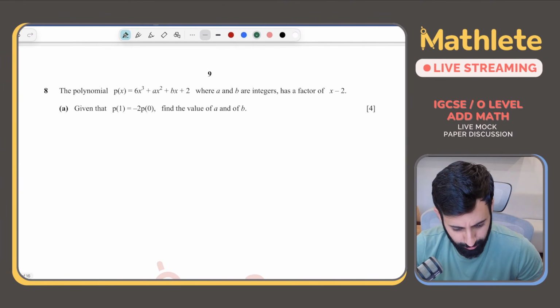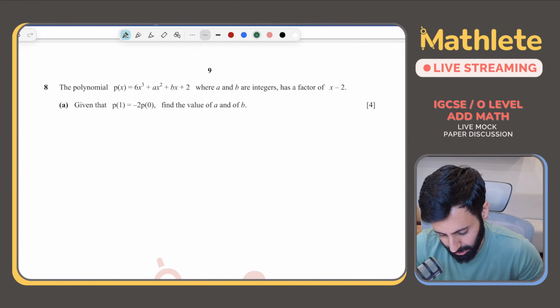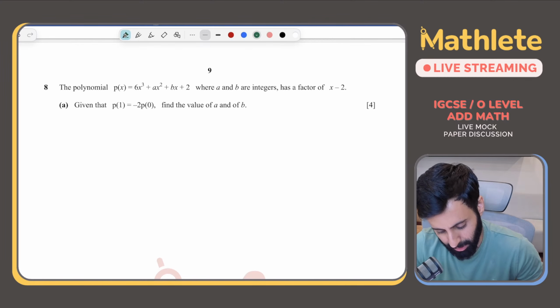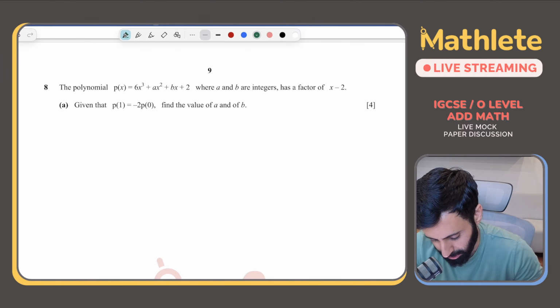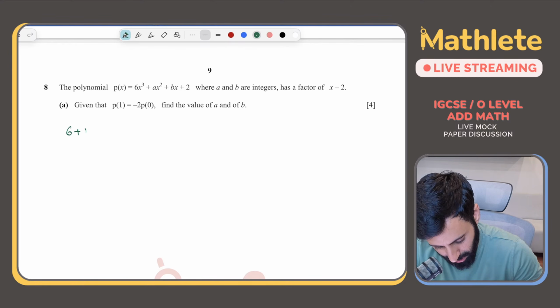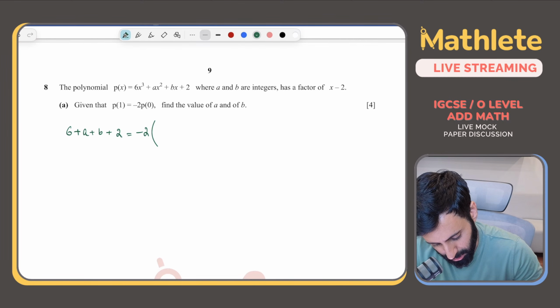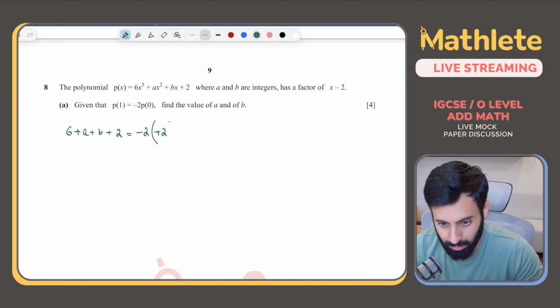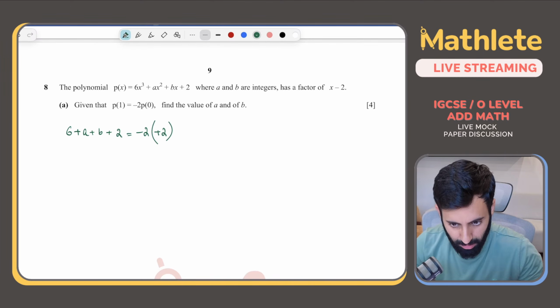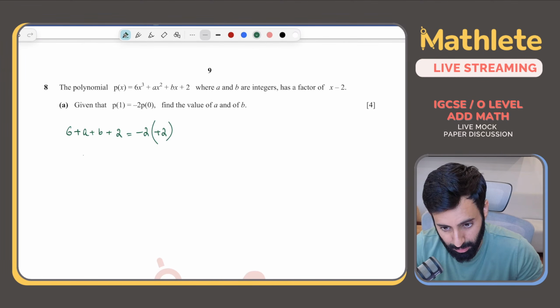All right. Now, the polynomial p of x, where a and b are integers, has a factor of x minus 2. Given that p of 1 equals -2 p of 0, find the value of a and b. Okay, p of 1 basically means 6 plus a plus b plus 2. Equals -2 p of 0 means -2 times 0 plus 2. Okay, so this will give us an equation. What equation will it be? Let's have a look.